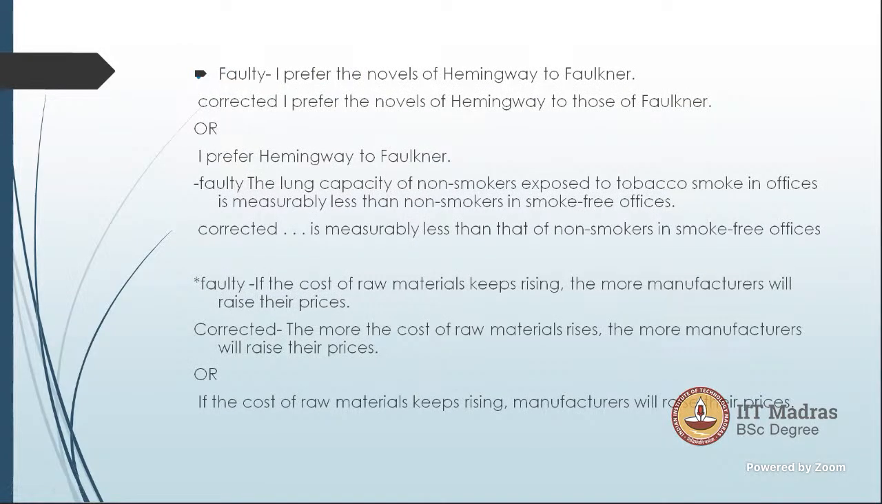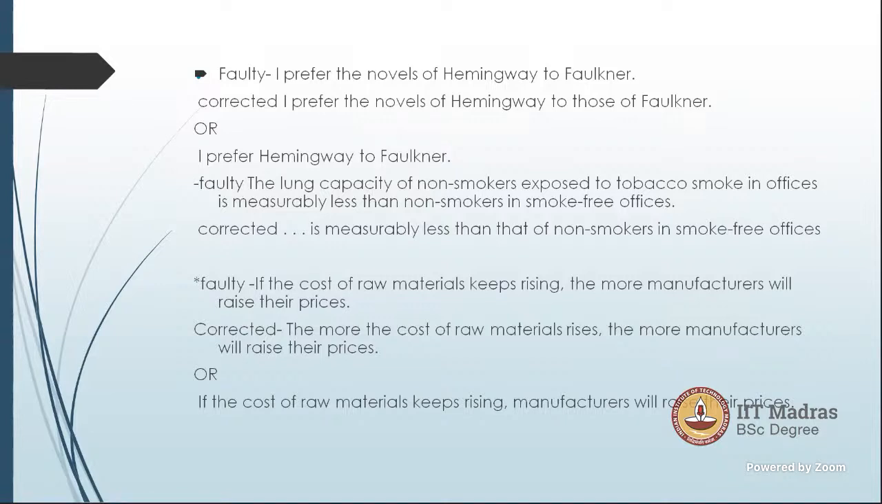Okay, now this one. I prefer the novels of Hemingway to Faulkner. That is a faulty construction. You can change it to I prefer the novels of Hemingway to those of Faulkner. Now, why is the first sentence wrong? I prefer the novels of Hemingway to Faulkner, because see, you are saying I prefer, and then it follows with the novels of Hemingway to Faulkner. So the novels of Hemingway need to be compared to the novels of Faulkner, right?